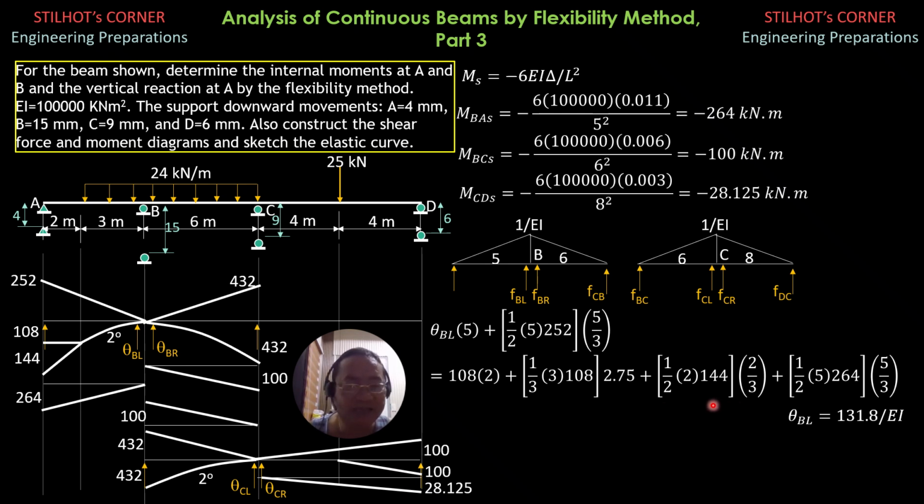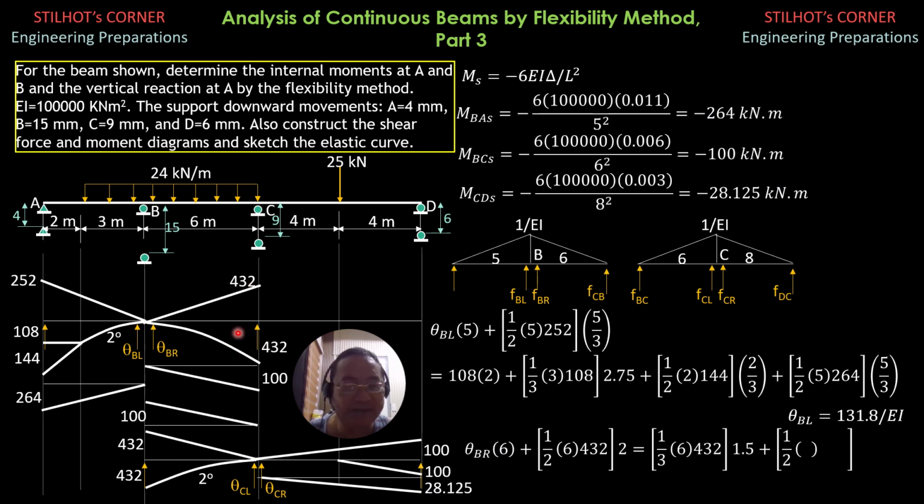Next is theta B right, summation moment of the right. This will be the diagrams that will be considered. So theta B right times 6 plus 1/2 of 6 times 432 times 2 equals 1/3 of 6 times 432 times 6 over 4 moment arm. 6 over 4 is the same as 1.5.